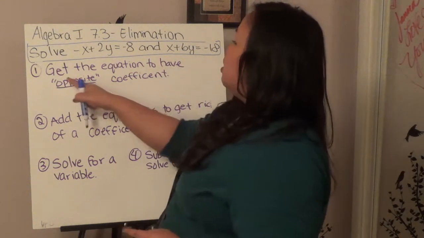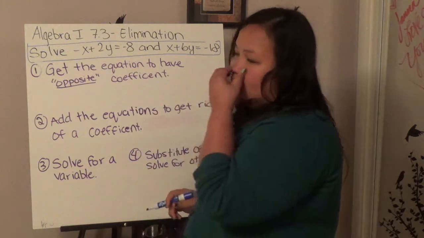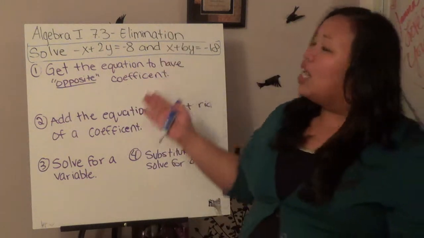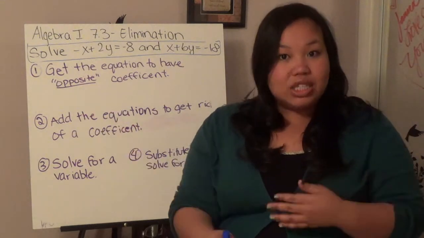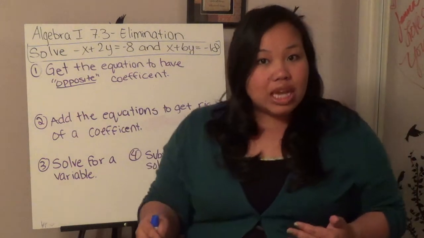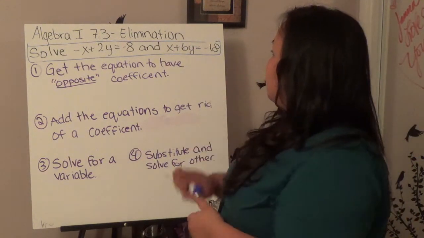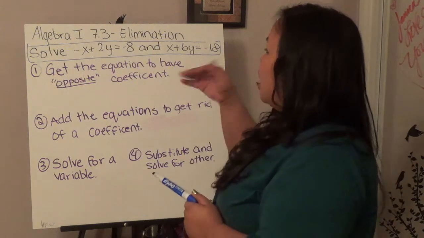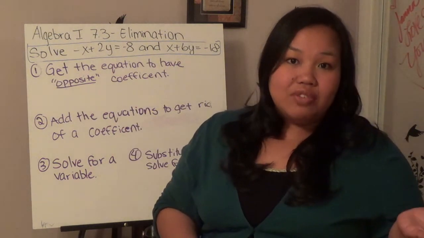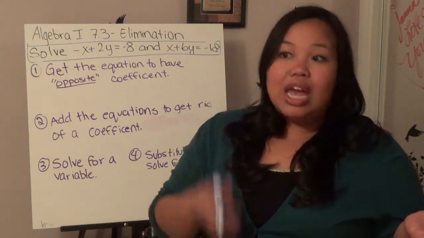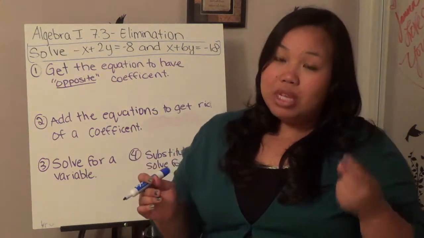What they want is to get the equations to have opposite coefficients. Our goal, just like the title, is to eliminate a variable. In order to do that, they have to cancel each other out. In order to cancel each other out, they have to have opposite coefficients. For example, if I had negative 2 in front of an x, I have to get a positive 2. And I can manipulate, but I still have to keep things balanced.